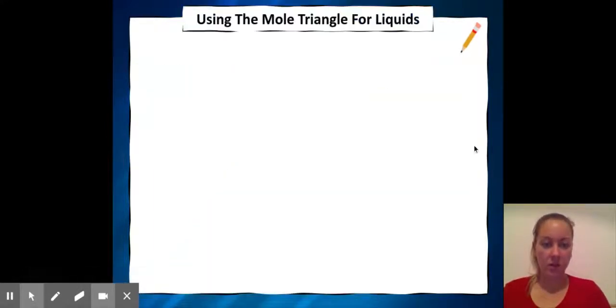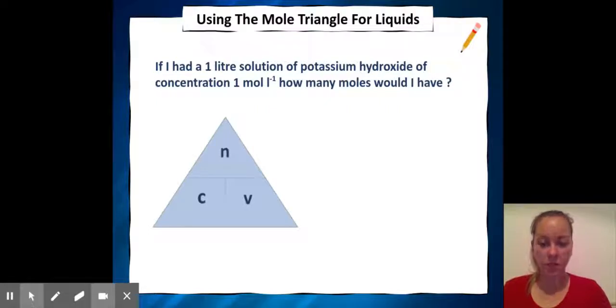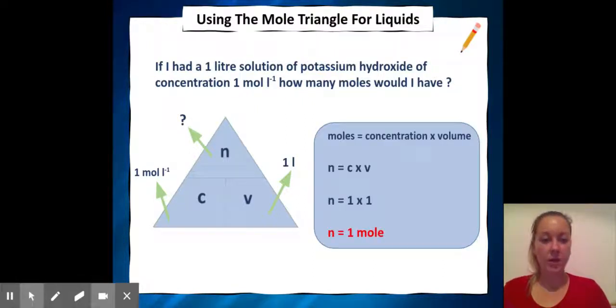Okay? So, if I had a 1 litre solution of potassium hydroxide of concentration 1 mole per litre, how many moles would I have? Now let's work out, using the triangle, our concentration is 1 mole per litre, our volume is 1 litre, our number of moles is the unknown part of the triangle. So if we write that down, we have number of moles equals concentration times volume, N equals C times V, and 1 times 1 is 1 mole.